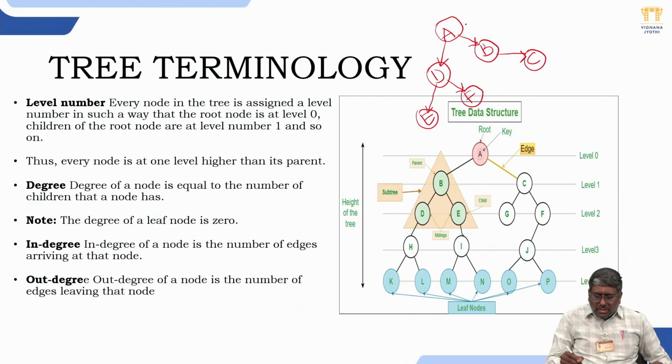Now in this case, the in degree of A is 0, because the number of edges arriving at this node A is 0. Again, for B, the in degree means the incoming edges, which is 1. So the in degree of B is 1. And similarly, the out degree means the edges that are leaving that node. There is one edge leaving B, from B to C. So here the out degree is 1.